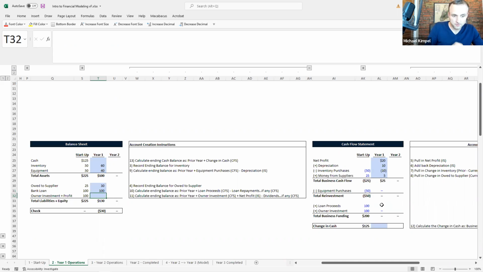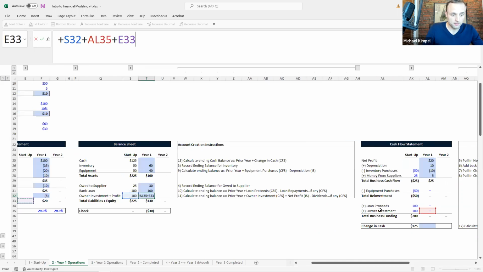Okay. And then last but not least with these accounts, we need to reflect the cumulative investment by the owner, and it's both cumulative investment by the owner and cumulative profit of the business as well. So what we're going to reflect here is the prior balance plus any new money invested in the business, which is going to come from the cash flow statement, so any money that came into the system, plus any profit the business made in the period.